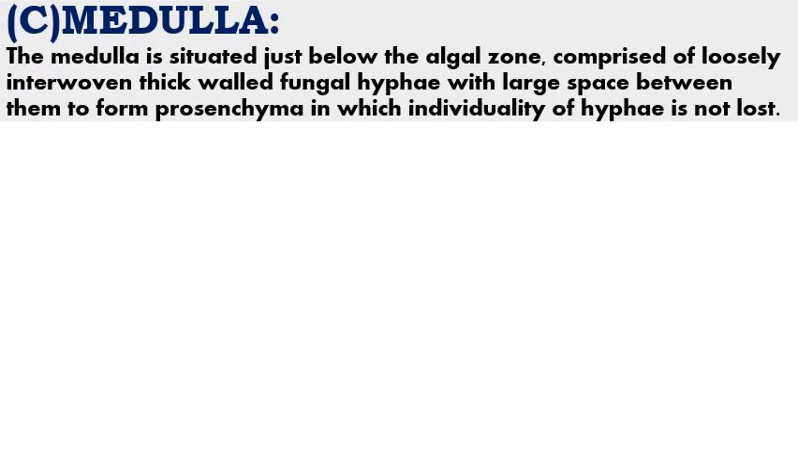The next layer is the medulla. It is present just below the algal zone and is made up of loosely interwoven thick walled fungal hyphae. These hyphae are loosely interwoven with large spaces. There are very big spaces present in between, and they form the prosenchyma, giving the appearance of prosenchyma in which the individuality of hyphae is not lost. They do not mix completely to form a new structure, they are loosely arranged, and a single hypha does not lose its identity or individuality.